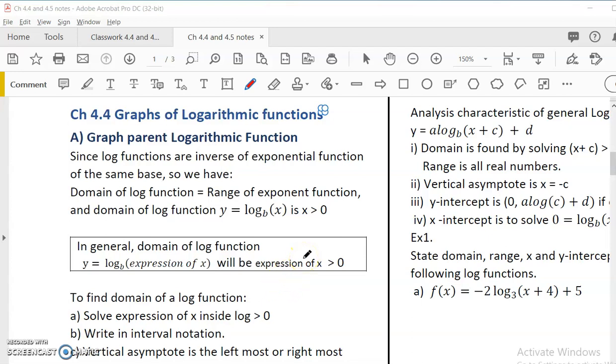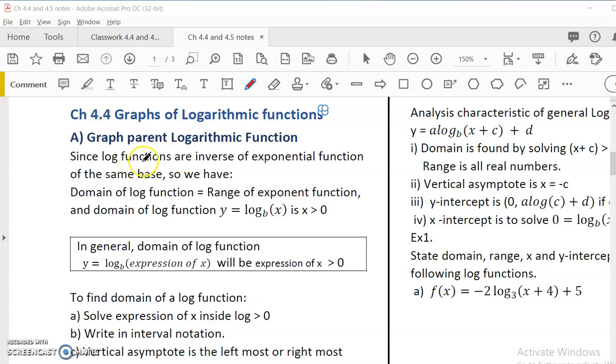Hello Precalculus student. This video is for chapter 4.4, graph of log functions. We like to graph log functions. To begin with, we'll graph the parent function, and then we'll graph other functions based on it.